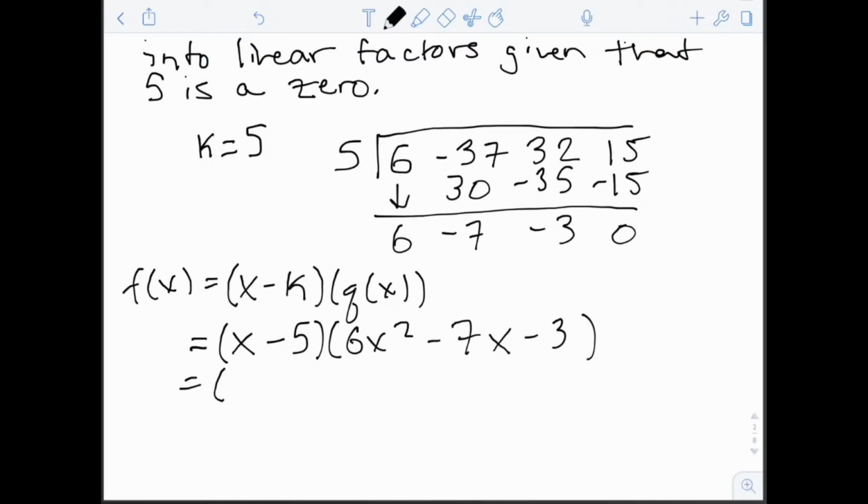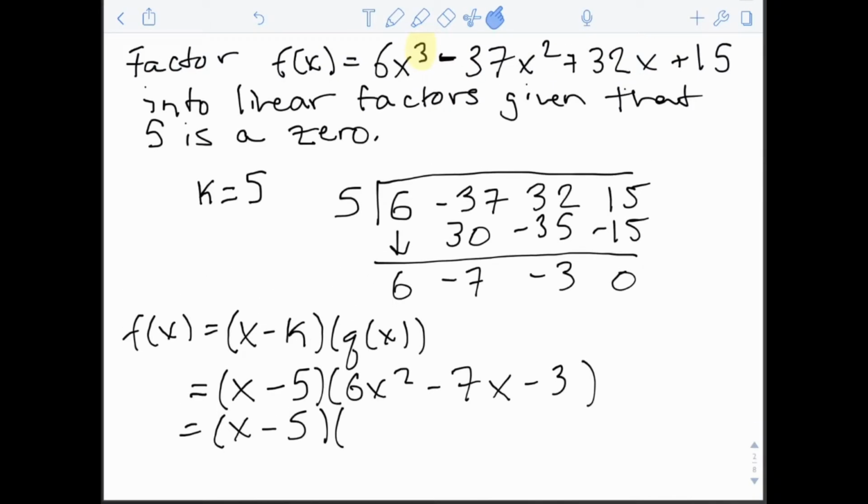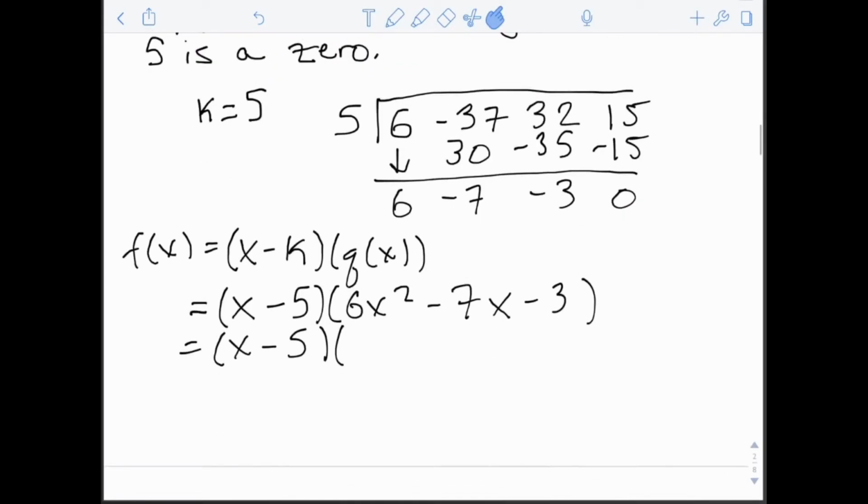All right, let's do a little bit of simplification. And what this term right here, linear factors, really means, linear factors, we want to go ahead and see if this 6x squared minus 7x minus 3 will factor out into 2 linear terms. So let's go ahead and factor this one out.